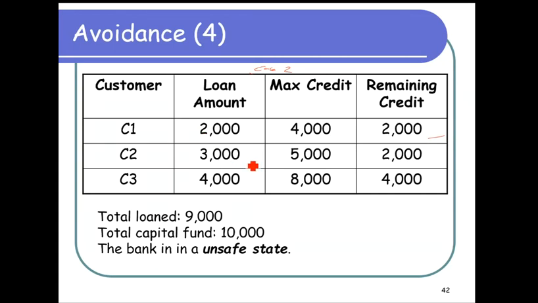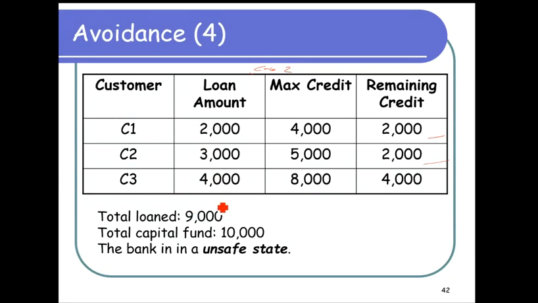C2 wants to add another 1,000. I want to expand, I want to buy this machine, it costs me 1,000, loaned from the bank. And then the remaining credit is 2,000. And C3's loan amount stays here. That's why I loan more at the initial phase, so that I don't have to loan from the bank after that. So C3 remains static.